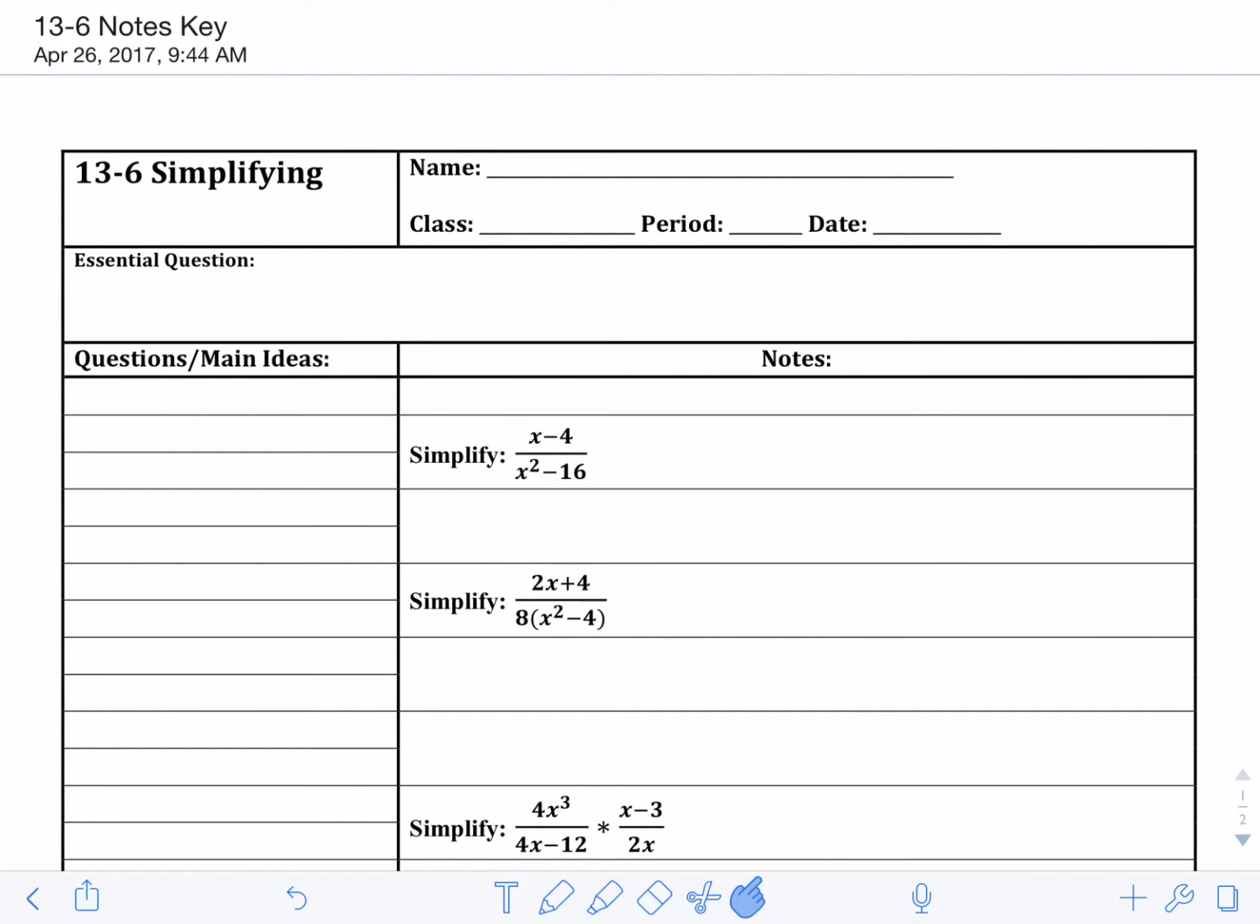Alright, so this is 13-6, which is simplifying. So here we are going to be factoring. We're going to be pulling out your greatest common factor. Some of the problems on your assignment, you'll be using the AC method. But what you want to do is you want to have something in the numerator and denominator that you can eliminate. So it's kind of like a puzzle, trying to see the simplest forms that you can write this stuff in. And that's going to mean that we're going to cancel quite a few things out.